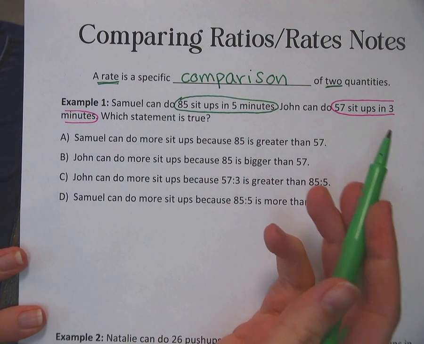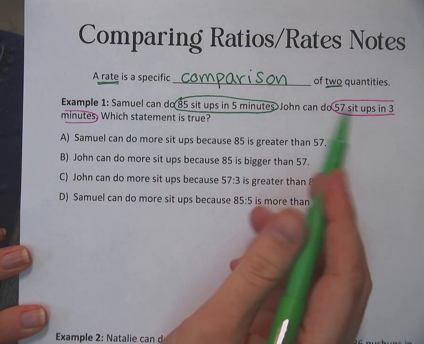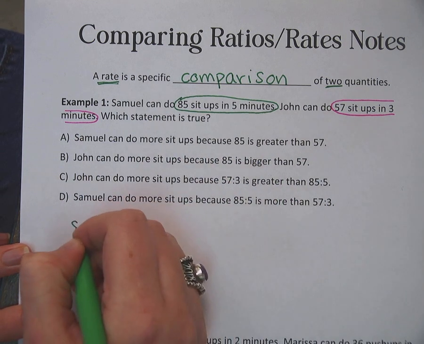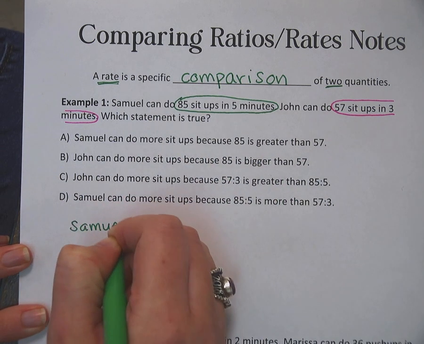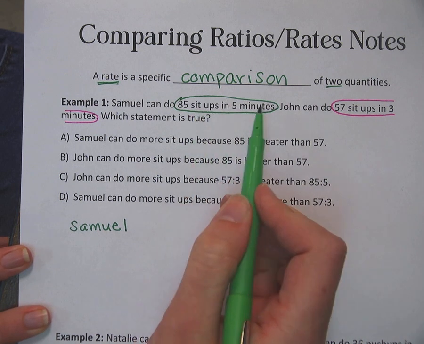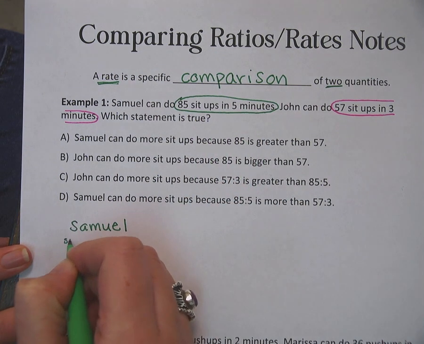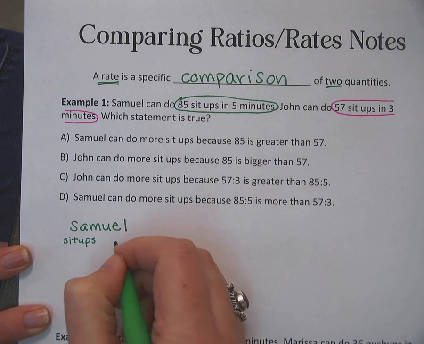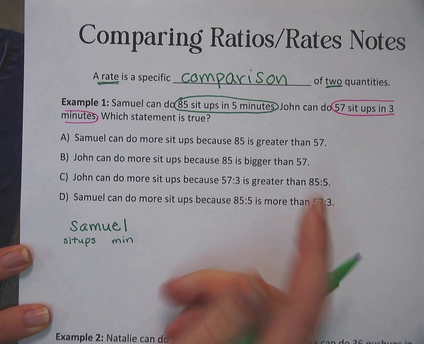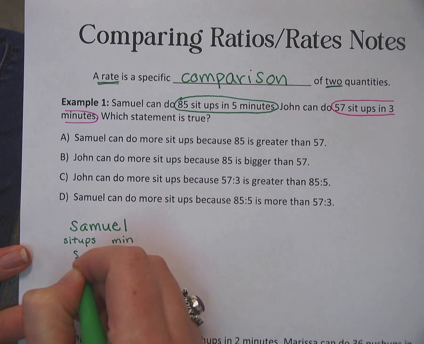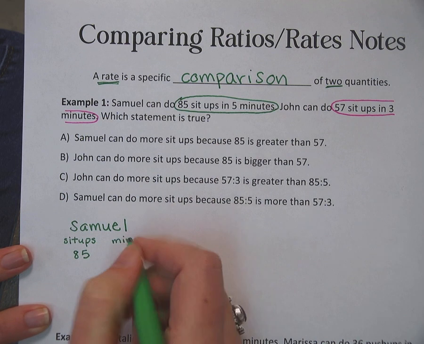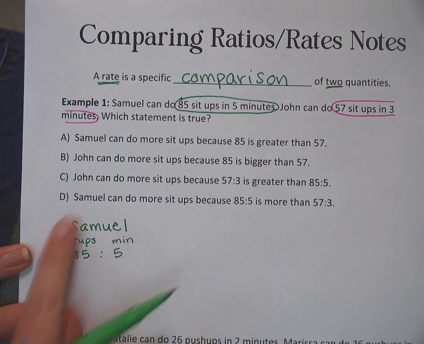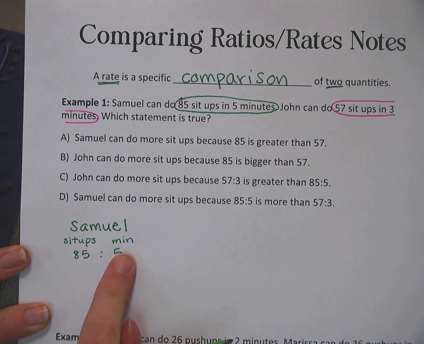So before I do any of the math, I'm actually going to write this down so it's a little bit easier to look at. So I'm going to write Samuel. So I know Samuel's here. And they said sit-ups in minutes. So I am going to put sit-ups first, because it said it first, and then minutes next. And he did 85 sit-ups in 5 minutes. So I haven't done any math. All I've done is read and made it look a little bit neater, and I wrote my ratio.